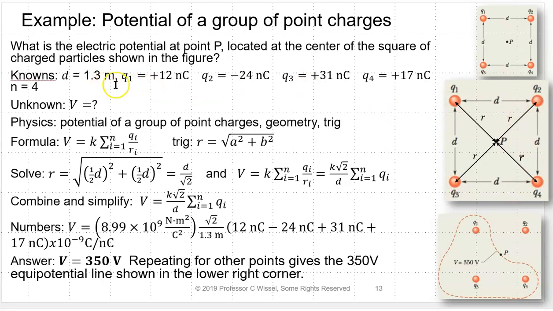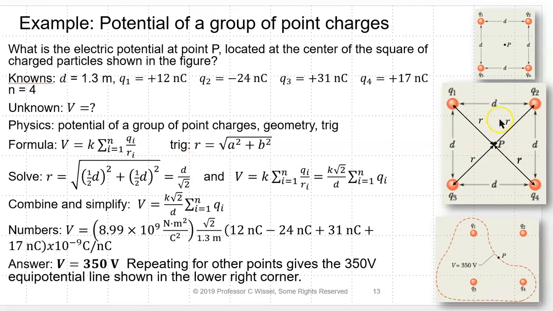Okay, so we write down everything we know, which we just had on the previous slide. I'm not going to repeat that. We need to know V at this point. The physics of this is a potential of a group of point charges, geometry, and some trig. So we can use V equals k times the sum of Qi over Ri, summed over all the charges. We use trig to determine R. R would be the square root of A squared plus B squared, where A and B are each D over 2. We then solve, so R equals the square root of the quantity 1/2 D squared plus 1/2 D squared, and that will equal D over the square root of 2.